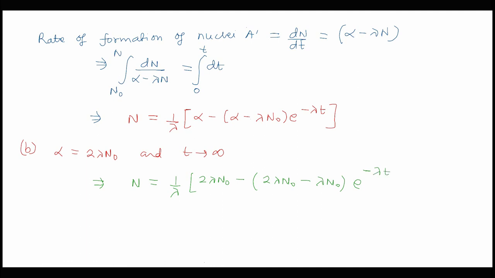So if t will be approaching infinity, I can write it as 1 by e to the power lambda t. So as t approaches infinity, this value will approach 0. So then we will be left with n equals 2 lambda n naught by lambda, and hence the value of n will be obtained as 2 n naught. So this is going to be the answer for B part. Let us move to the next problem.